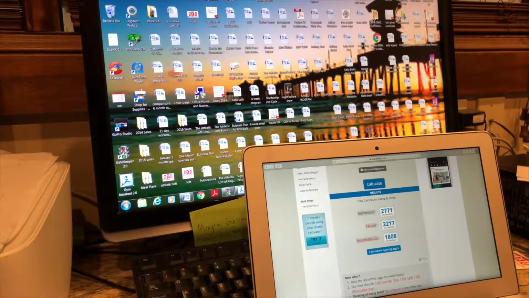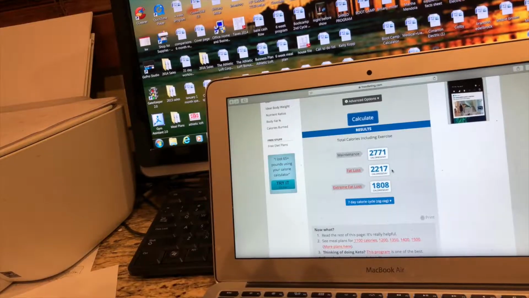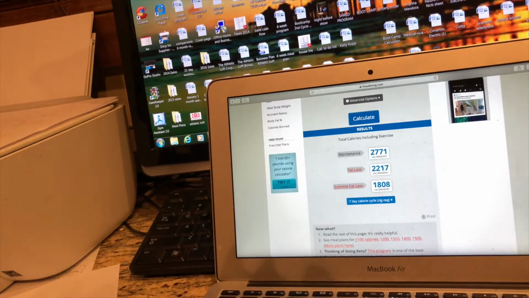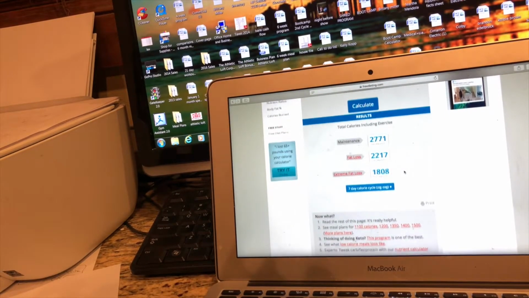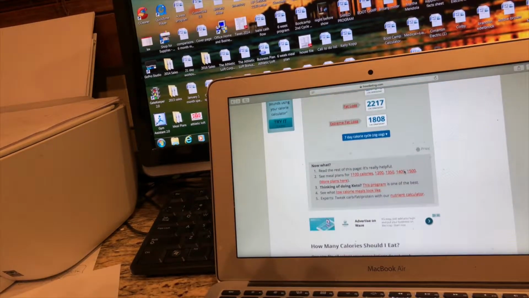What I typically do is I find this number, the fat loss, and then I usually just kind of round it down. So instead of 2,217, I'm going to give him 2,200. So we'll just take off 17 calories. Okay, now that we figured out I'm going to give him 2,200 calories, we're going to scroll down here.